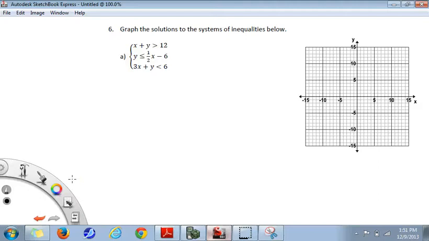Practice test 4, problem 6. We're supposed to graph the solution to the system of inequalities below.